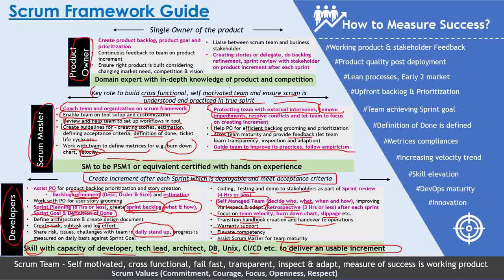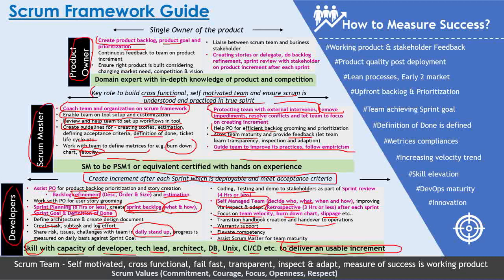Now let's understand what the product owner is supposed to do. We discussed earlier also, the product owner is supposed to create the product backlog, manage the product backlog, define the product goal, and do prioritization. This is his primary responsibility.